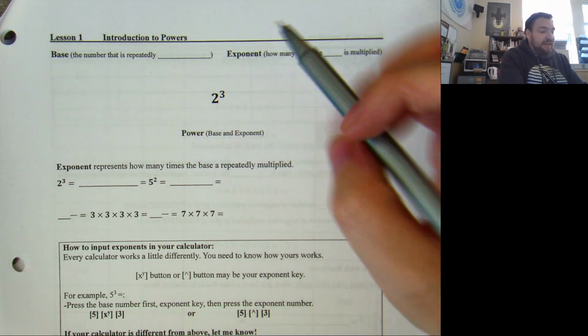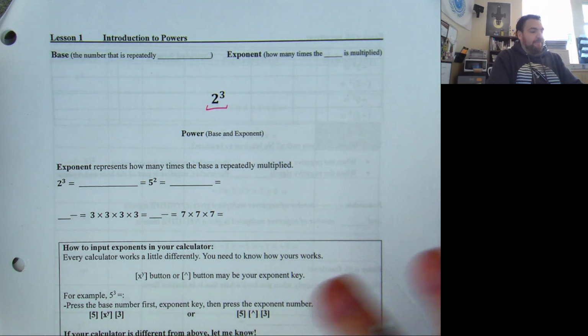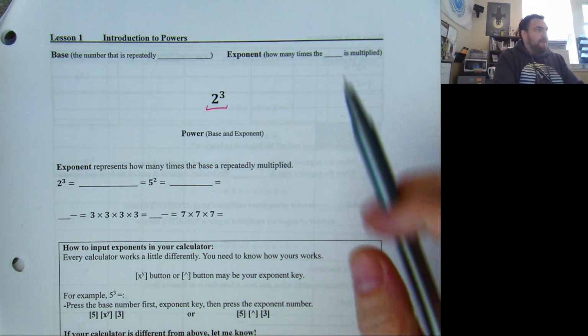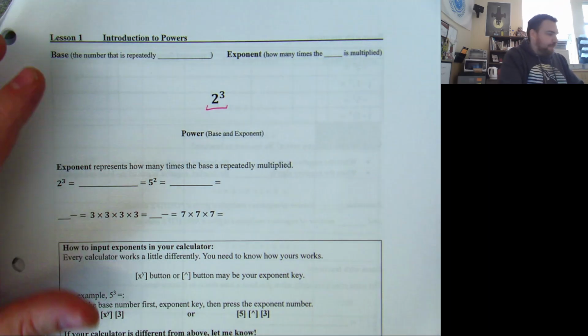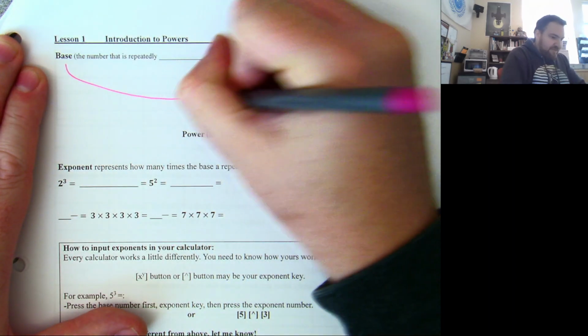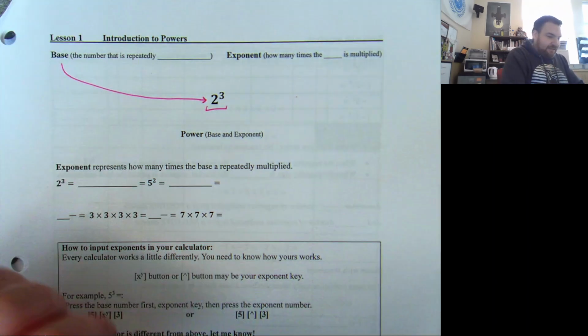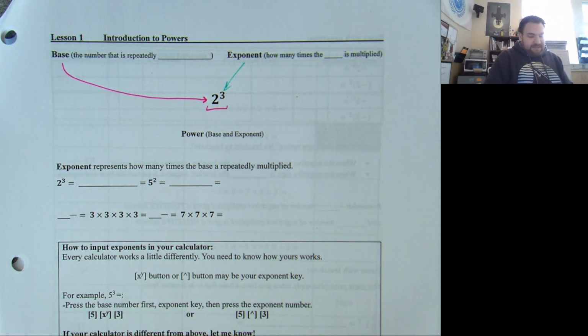So this is what we call a power. The whole thing together is in power notation. A power has 2 pieces. It's got the base and the exponent. The base is that guy right there. The exponent is that little guy right there. So what is together, that power tells us to do something.